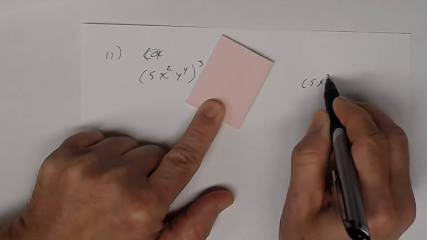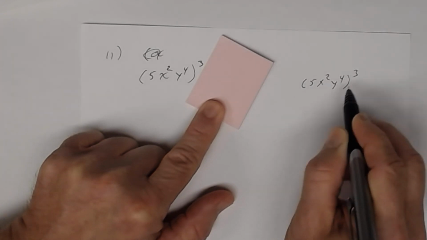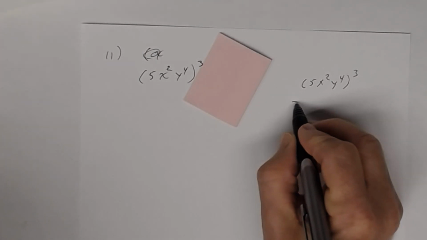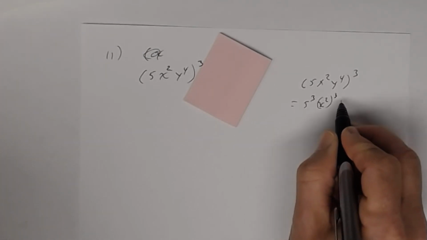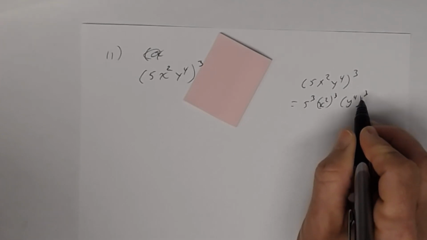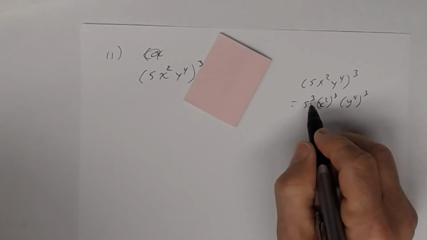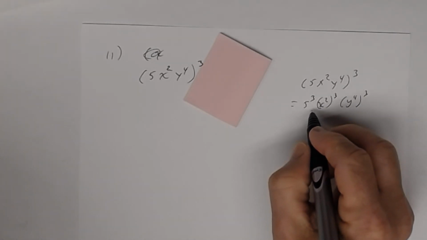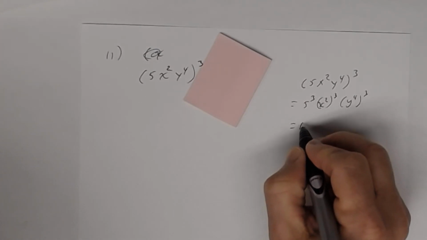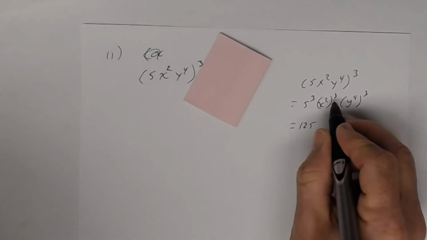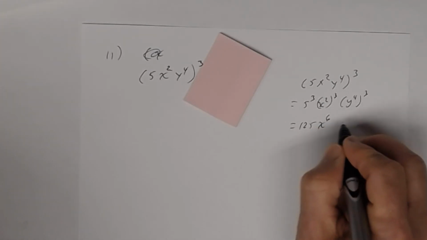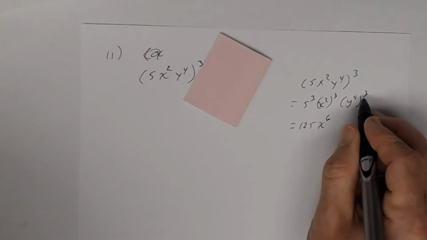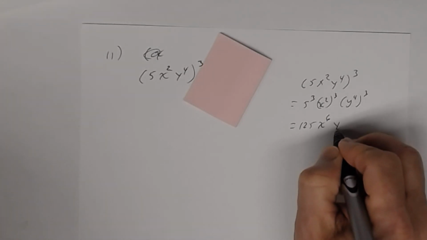So 5x squared y to the 4th, cubed. Dealing with that, I get 5 cubed, x squared cubed, y to the 4th cubed, right? That's what that means. So 5 cubed is 5 times 5 times 5. Use your calculator. That's 125. X squared cubed, that's 2 times 3 is 6, so x to the 6th. And then 4 times 3 with the power rule is 12, so it's y to the 12th.